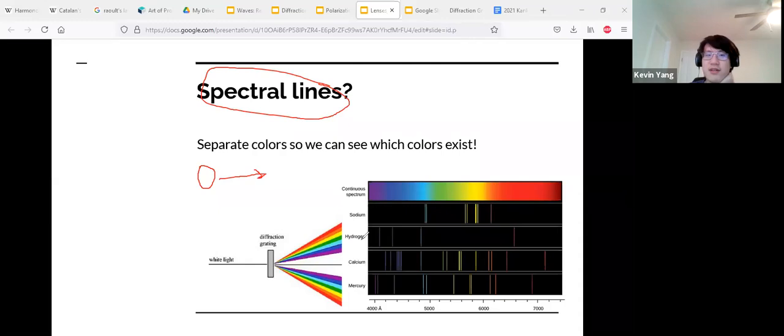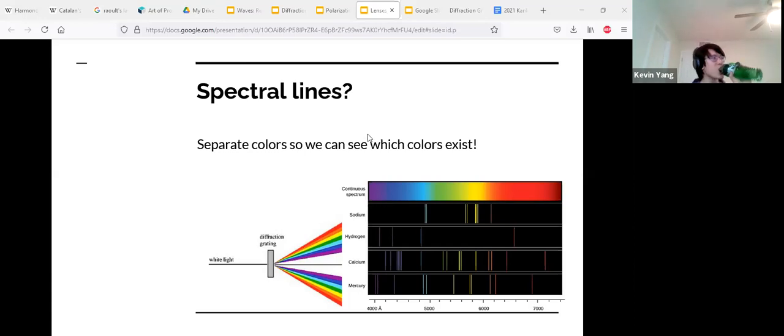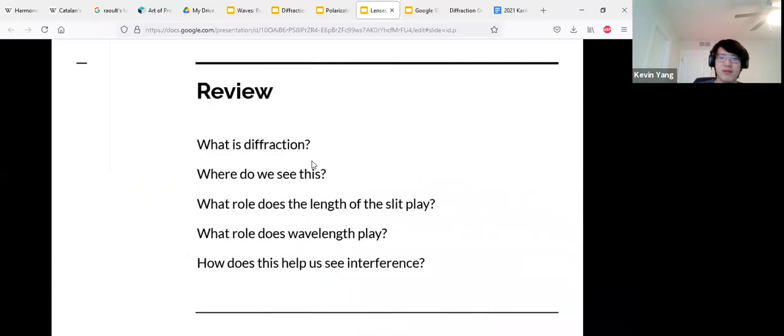Does anybody have any questions about how this relates to being able to tell the compositions of far-off stars and galaxies? Okay, I'm going to move on to the next slide, which is just going to be review.